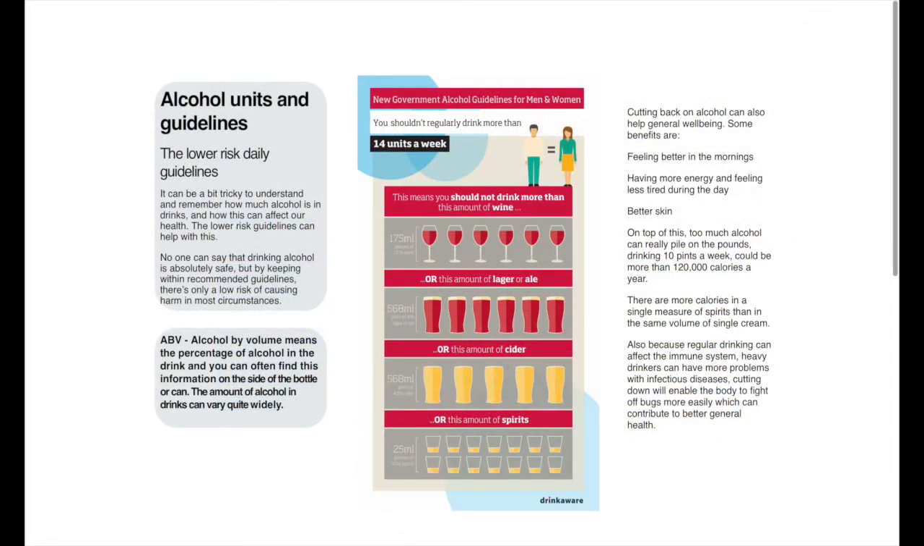Current government guidelines around alcohol are that you shouldn't regularly drink more than 14 units a week. Keeping within these recommended guidelines lowers the risk of causing harm in most circumstances. Cutting back on alcohol can also help our general well-being. Some of the benefits are feeling better in the morning, having more energy and feeling less tired during the day, and better skin condition. On top of this, too much alcohol can really pile on the pounds. Drinking 10 pints a week could be more than 120,000 calories a year.